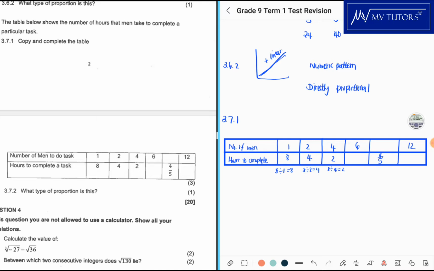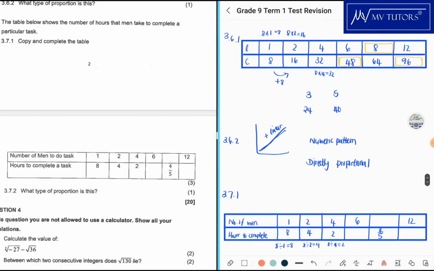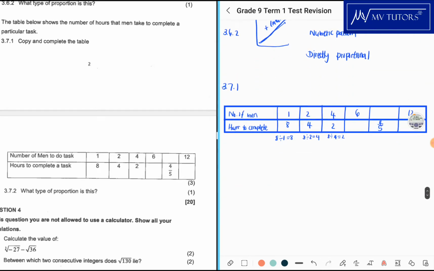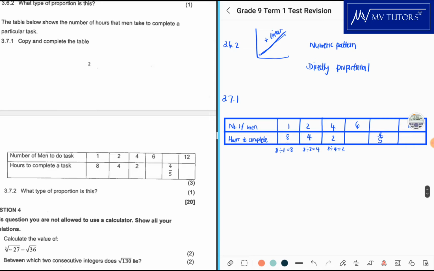So I see the trend here. It's quite similar. The numbers there: 1, 2, 4, 6, and 12. For 3.6, we could see that we keep adding 8 all the time. But here, we take 8 and divide by 1. Secondly, we take 8 and divide by 2. Here we take 8 and divide by 4. So that's the trend that I keep seeing. You start with 8 hours, which is normal, and then we keep dividing by the number of men.